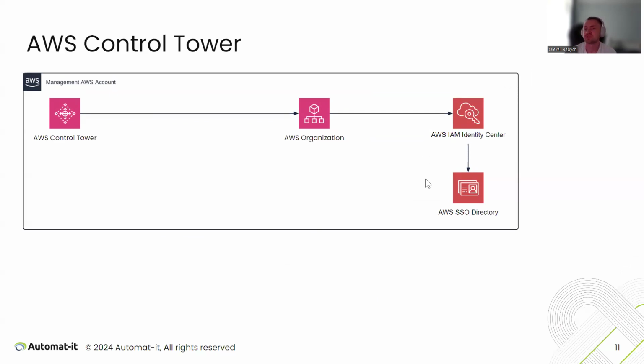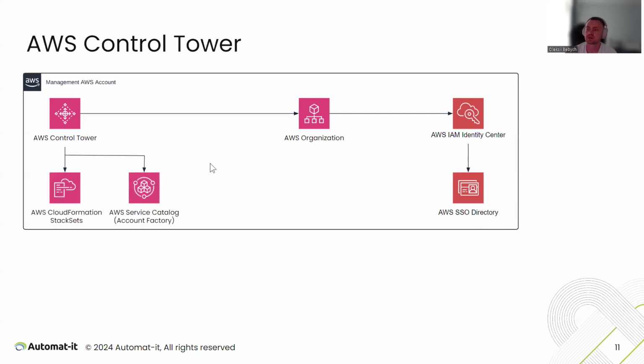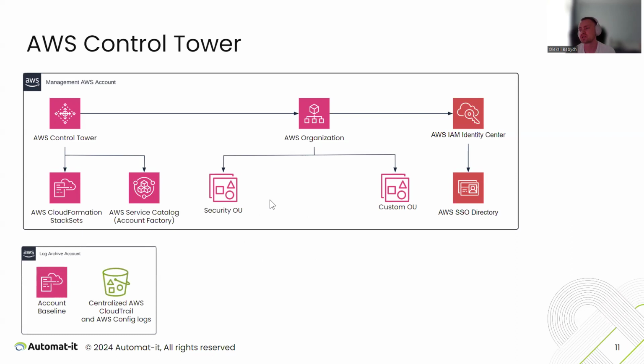It configures single sign-on, some basic SSO by default. Then CloudFormation stack sets and Service Catalog are used for creating new accounts, and a couple of new organizational units appear: security and custom. And in the security organizational unit, we have a new account called Log Archive.